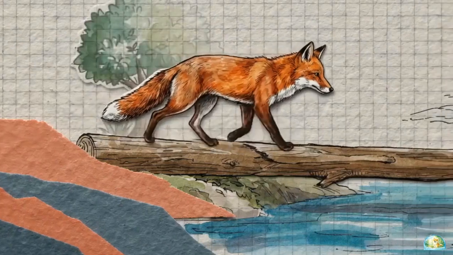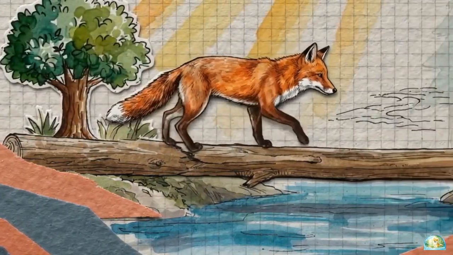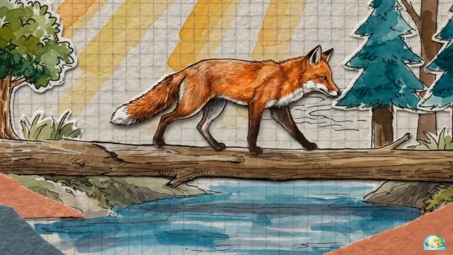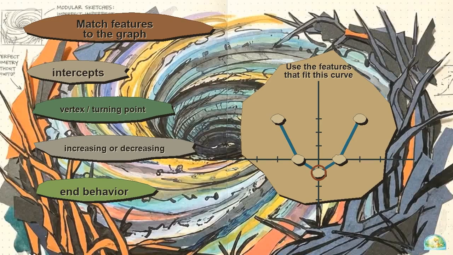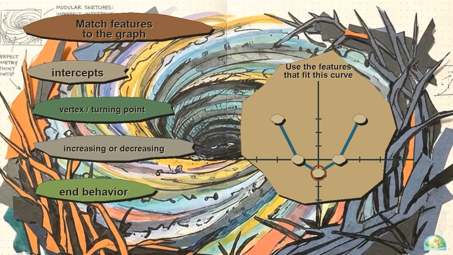In a simple linear case like y equals 2x plus 1, we only need the absolute minimum of evidence to find our way. A straight line is determined by just 2 points. We start with the y-intercept at 0, 1.